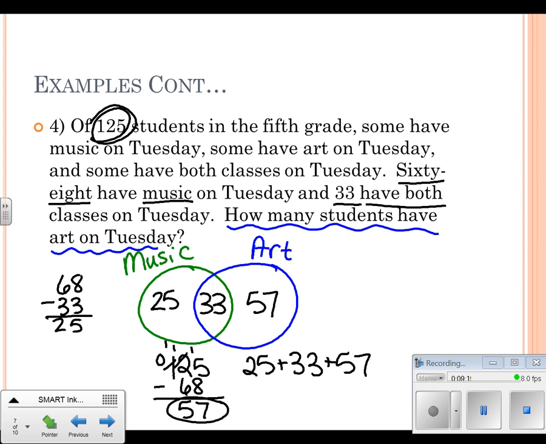But now the question is, how many are in the blue circle? And that would be 57 who just have art plus the 33 who have both, which gives you a total of 90 students. So you can see here that a Venn diagram helps us solve a problem here as well.